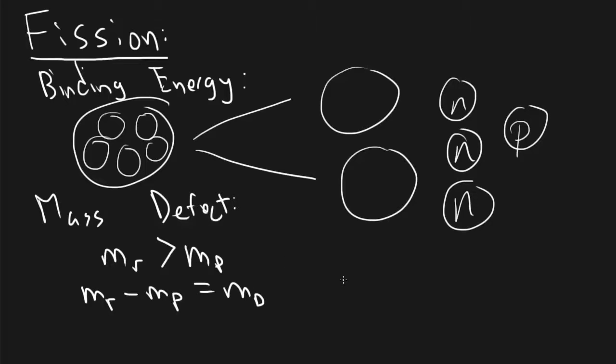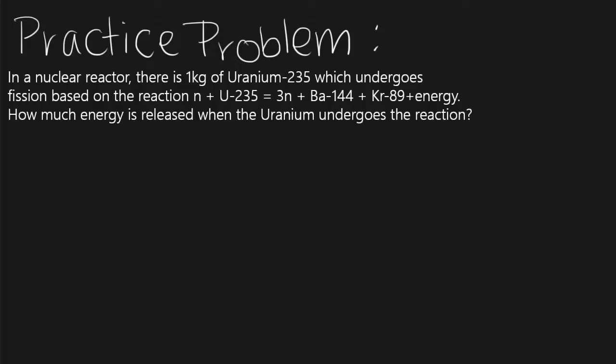Our practice problem states that in a nuclear reactor, there is 1 kilogram of uranium-235 which undergoes fission. Based on the reaction, neutron plus uranium-235 equals 3 neutrons plus barium-144 plus krypton-89 plus energy, it asks us how much energy is released when uranium undergoes the reaction. Our first step in calculating the amount of energy released is to calculate the mass defect. As we know, mass defect is equal to the mass of the reactants minus the mass of the products.